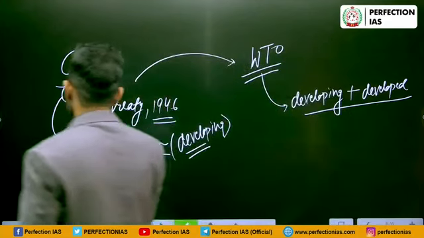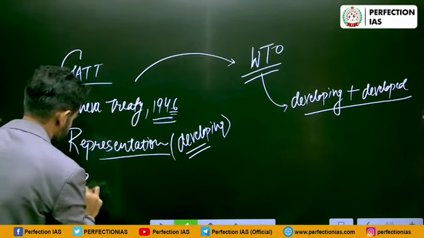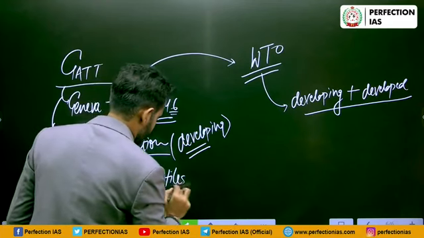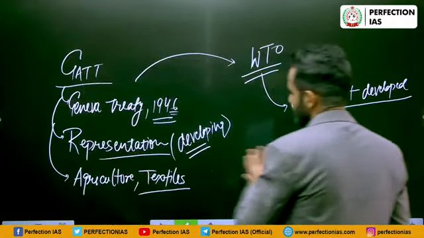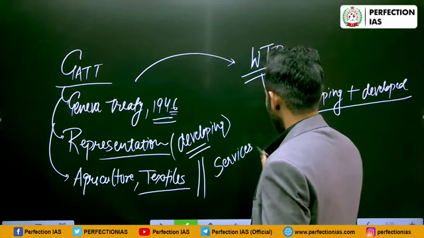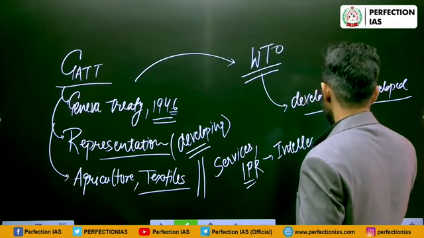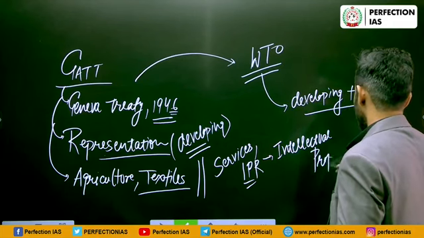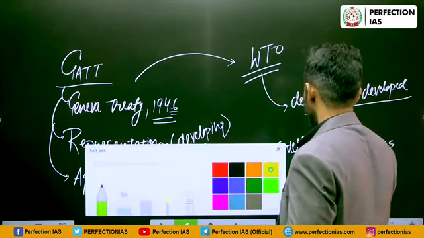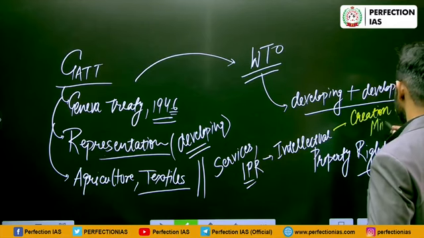Apart from that, GATT was negotiated in 1946, so obviously at that point of time, the focus was on agriculture and textiles. After say 40-50 years, the problem was that it did not give due attention to services and issues like IPR. What is IPR? It is intellectual property rights. What is intellectual property? It means a creation of mind.